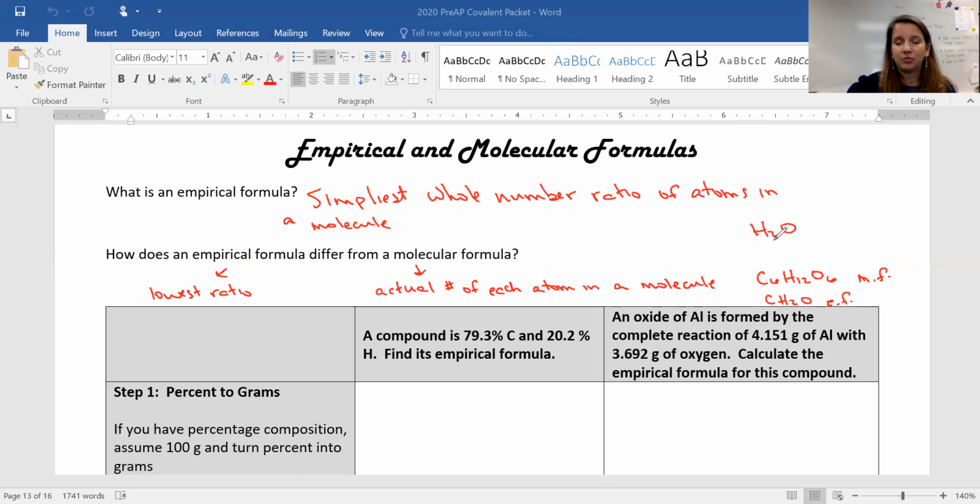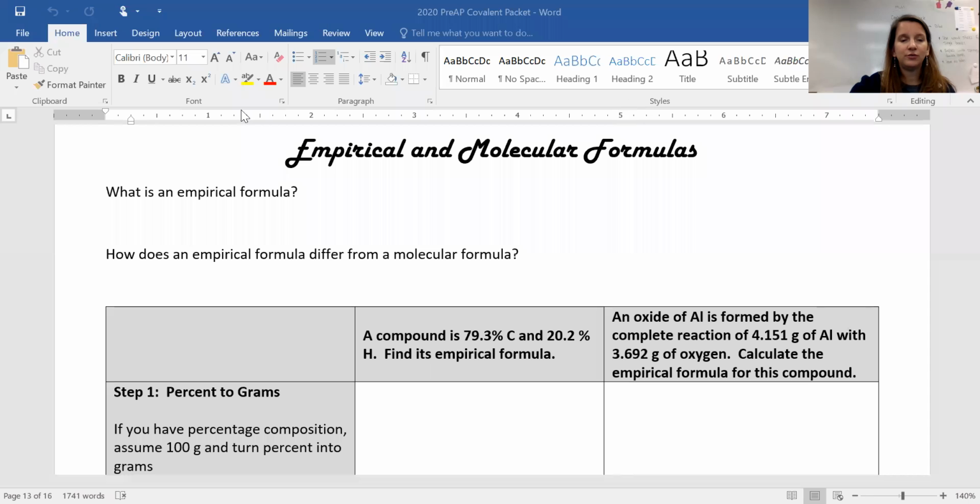If you look at hydrogen peroxide, which is H2O2, would that be an empirical or a molecular formula or both? This would just be a molecular formula because both of these subscripts can be divisible by 2. So the empirical formula would be HO. Okay?